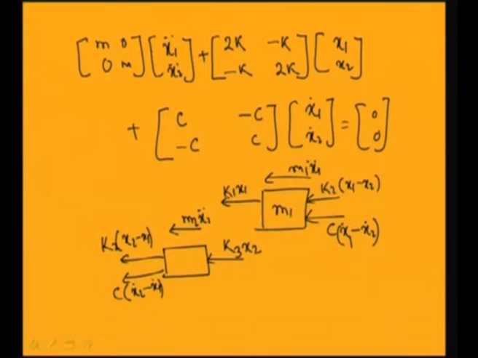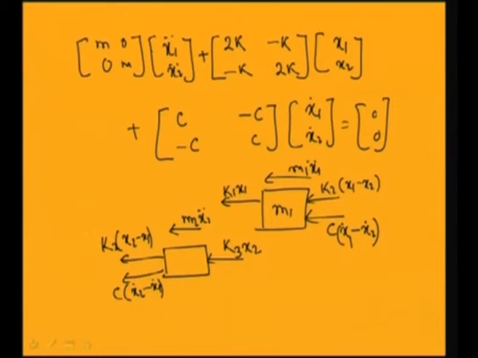So the first equation becomes, as m1 equal to m, m x1 double dot plus k1 x1 plus k2 x1, so k1 plus k2, as k1 equal to k2, you can write 2k into x1, and minus k2 into x2, k2 equal to k. Then for damping, you can write c into x1 dot minus c into x2 dot equal to 0.